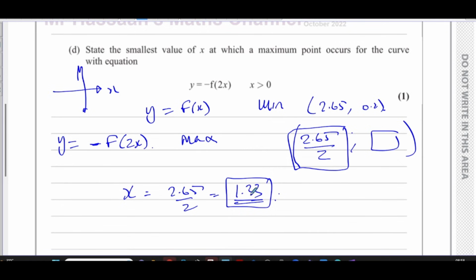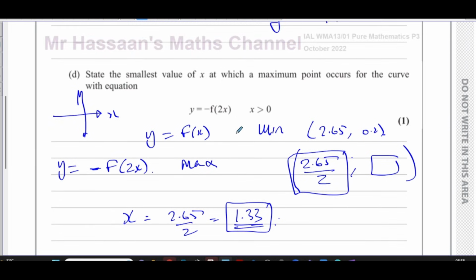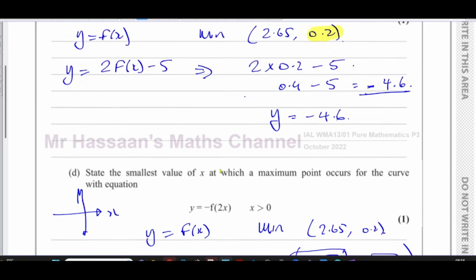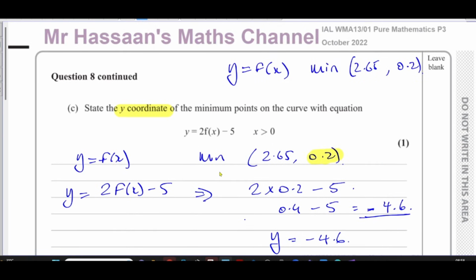For this transformation of the original curve, what we understand is that because there's a minus in front of the whole function, it reflects in the x-axis. So what was a minimum before is now the maximum of the curve. And the 2x means that there's been a transformation of a factor of a half in the x direction, so the x coordinate is divided by 2. They only want the x coordinate, so we just write 1.33. So there's the answer to question part D of 8, and that finalizes this question.